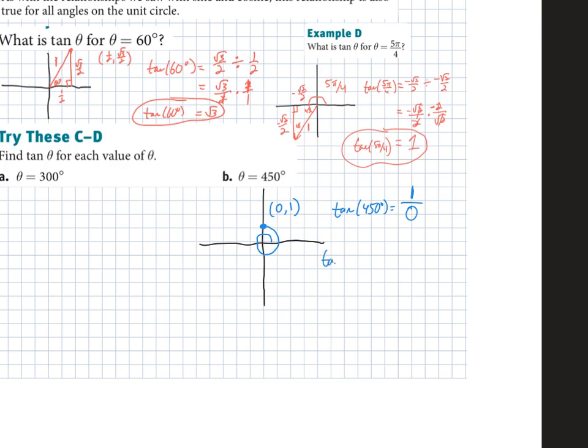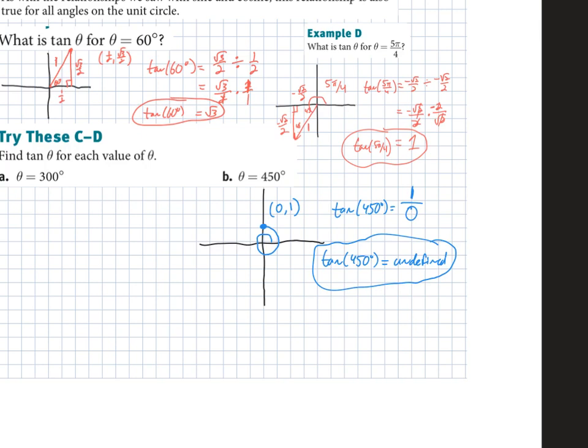So the tangent of 450 degrees is undefined or does not exist. Okay, that'll be interesting when we start to graph stuff like that. But if you're dividing by 0, that ratio doesn't exist. Remember, the triangle doesn't even have opposite and adjacent sides when you really think about it. So it's kind of a neat thing.